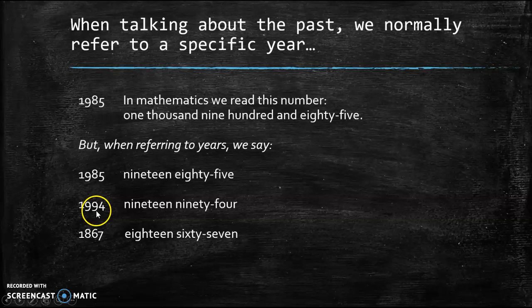In the case of this number, we will say nineteen ninety-four. And the last example, eighteen sixty-seven. So as you can notice, these numbers are split in two, so we can say the year correctly. Nineteen eighty-five, nineteen ninety-four, eighteen sixty-seven.